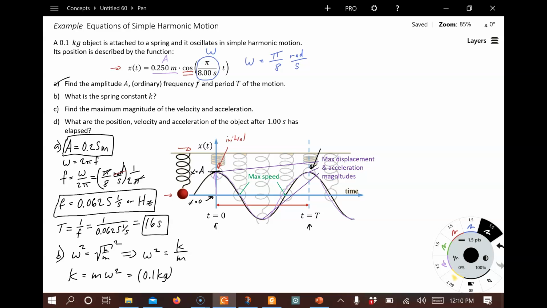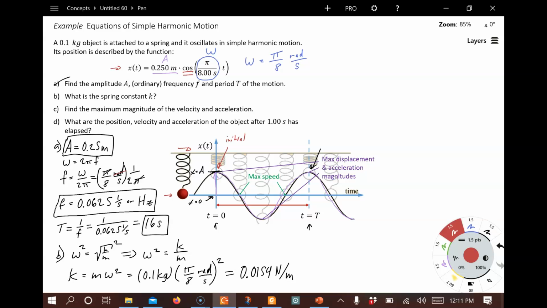And we know what the angular frequency is. It's pi over 8 rad per second. We're going to square that, and when we do, we'll see what we get. It comes out to 0.0154, and this is newtons per meter, the typical units.